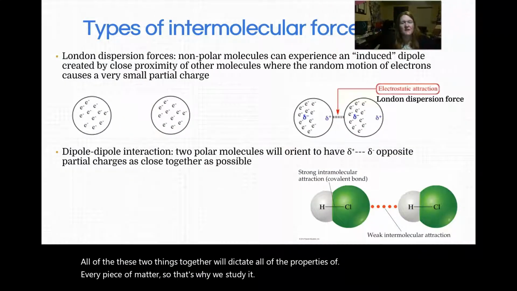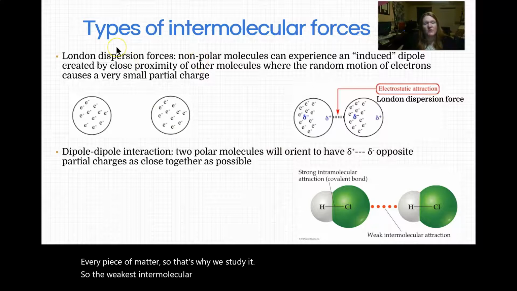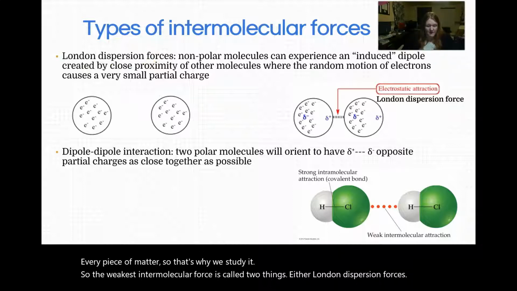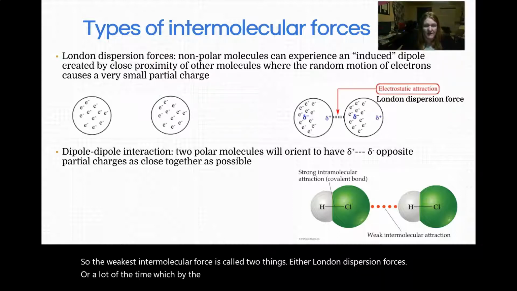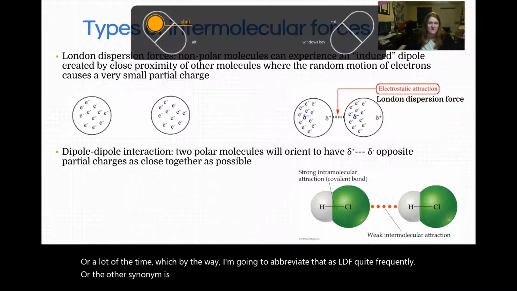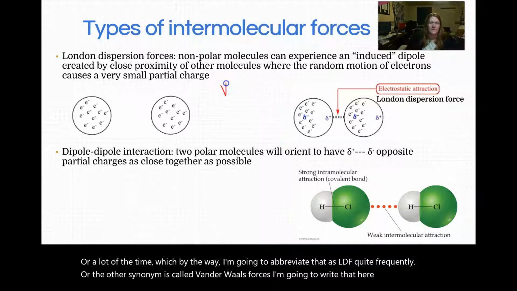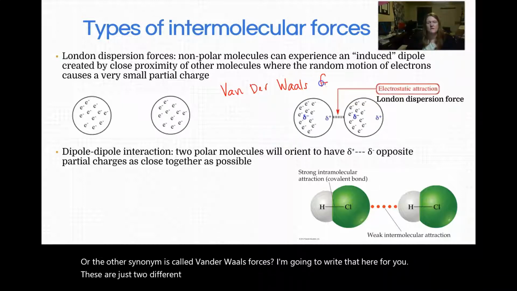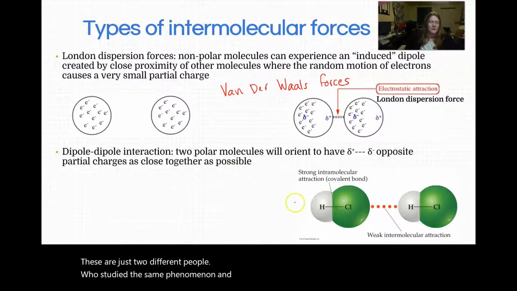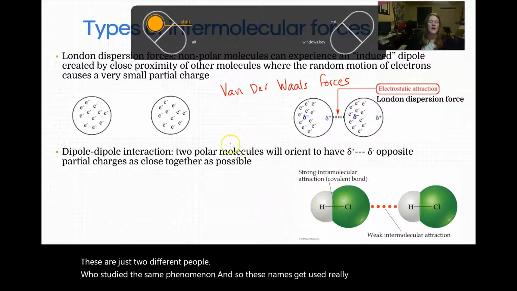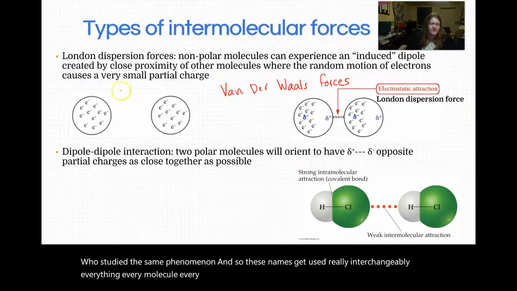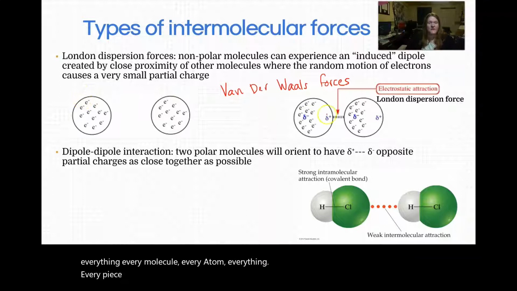So the weakest intermolecular force is called two things: either London dispersion forces, which, by the way, I'm going to abbreviate as LDF quite frequently, or the other synonym is called van der Waals forces. I'm going to write that here for you. These are just two different people who studied the same phenomenon, and so these names get used really interchangeably. Everything, every molecule, every atom, every piece of matter has van der Waals forces.